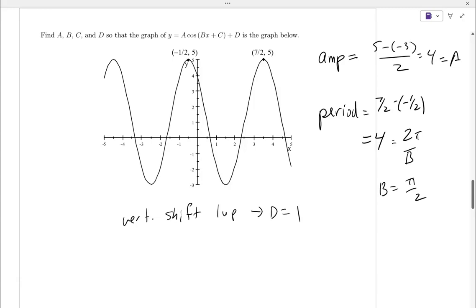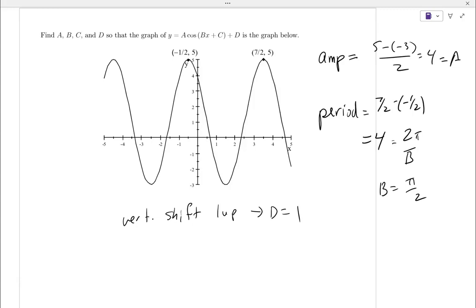It's up 1, yeah. Because the middle should have been at 0. The middle value now is at 1. We went up 1 because the amplitude is 4. So 1 is halfway in between 5 and -3. So the vertical shift is up 1. Or think of it another way. Your amplitude changed to 4. So instead of going -1 to 1, it went from -4 to 4. But now the high point's at 5. So it had to go up 1.